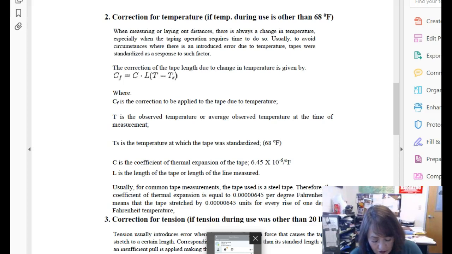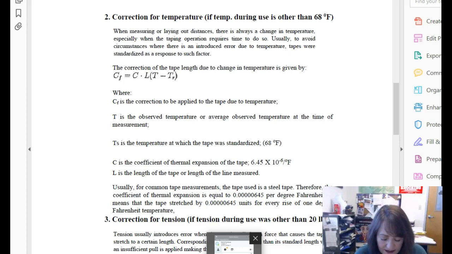Okay, so temperature correction, let's see, C sub T is what we're calling it, can be either added or subtracted. And the way that we need to think about this is what's going on in terms of the tape being longer or shorter. So if the tape is longer, that means that the temperature is higher than the standardization temperature.